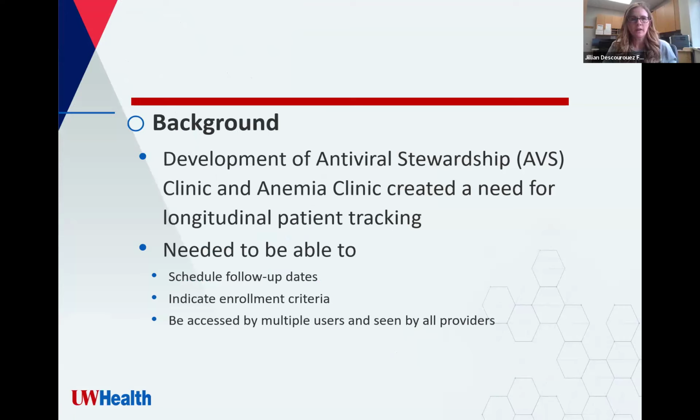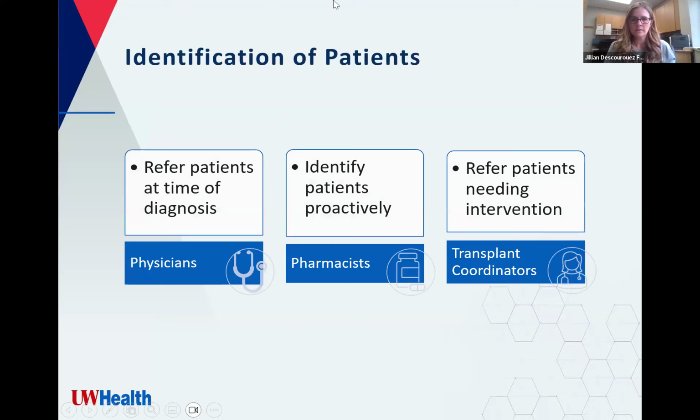When we created these, they're both primarily ambulatory clinics. We need ways to track our patients. And they also needed to be able to do a number of things. So we needed to be able to schedule follow-up dates because these are going to be ongoing tasks that needed to be completed. So we need a way to, first of all, gather the patients, get them on some sort of tracking device, schedule follow-up dates or times we need to look at patients, indicate why patients are being enrolled in the clinic, and then also have some sort of format where we can share out the information with other providers or other practitioners who are caring for the patients.